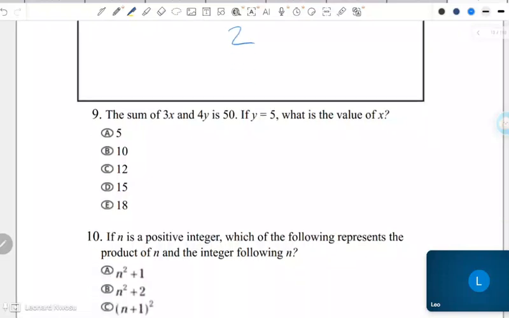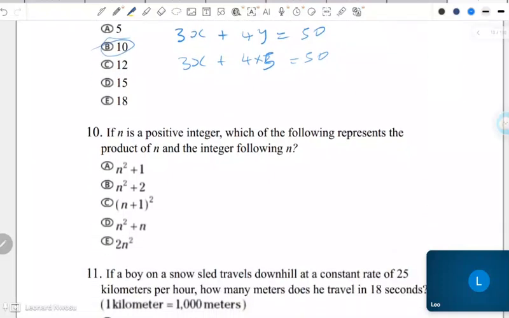I don't know how many questions we have solved now, 5 or 6. Now look at this one: the sum of 3s and 4y is 50. If y is 5, what is s? So we start with 3s plus 4y equals 50. So we have 3s plus 4 times 5. Yes, the answer is 10.